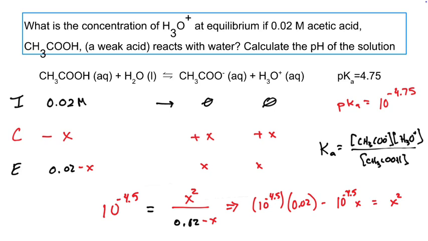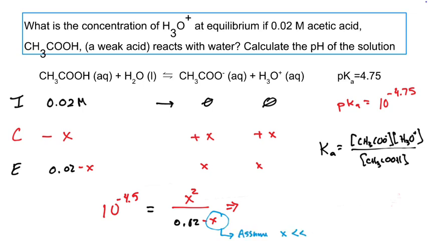There's one more approach that you can go through and do, because it can simplify your solve a little bit. It can take it out of a quadratic and just into a square. We can go through and do an assumption. We can assume x is much smaller than 0.02. What does that do for us?